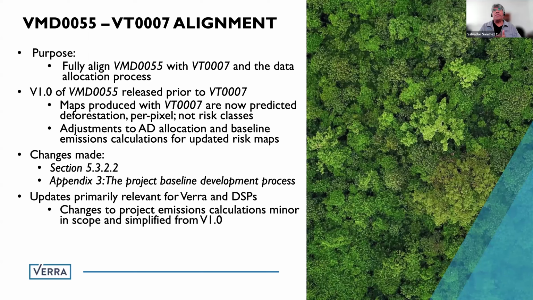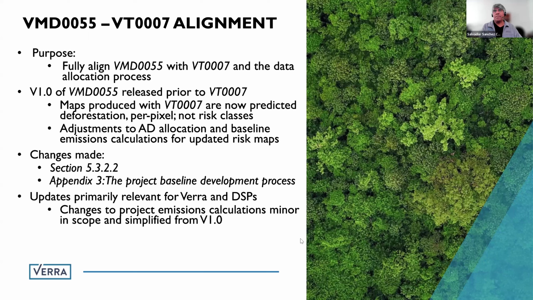For instance, the procedure prescribed in the final version of VT7 does not yield risk classes, but directly yields predicted deforestation values per pixel. Also, as the procedures described in the final version of VT7 operate completely within a GIS environment, the allocation procedure is significantly simpler now than what is described in VMD55. So basically, we made a number of changes to section 5.3.2.2 and quite a lot of changes to the text of Appendix 3.